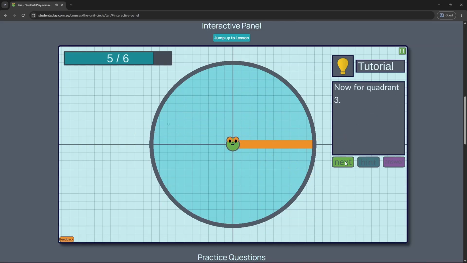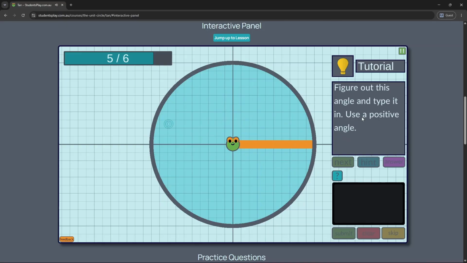Now for quadrant 3. Figure out this angle and type it in. Use a positive angle. Okay, you're all the way around here. So let's think about going to 180 and then a decent chunk more, not quite 90 more, but a good amount more. Maybe like 260? Uh, 250? Nice.